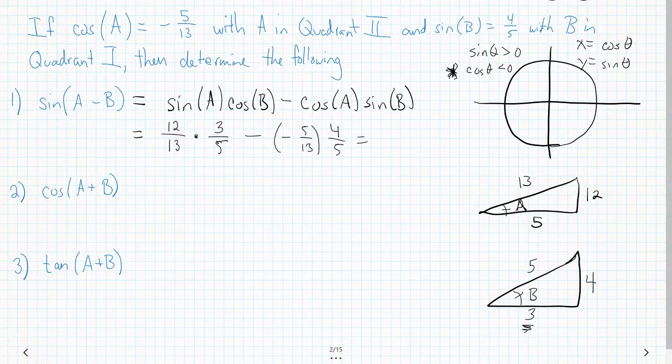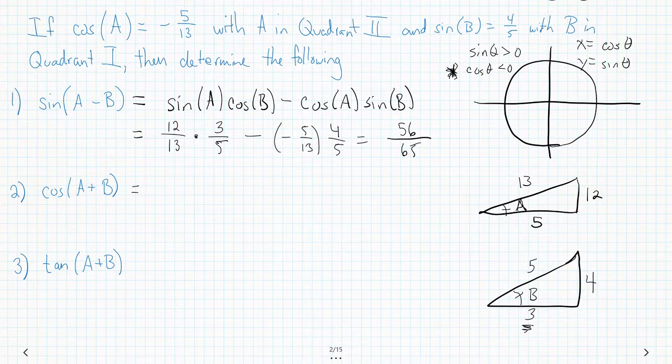And so we can simplify this a little bit. So you get 65 down below, and notice we'll get 36 plus 20, which is 56 over 65. Okay, questions on that one? Don't see any questions, so we'll keep on moving on.